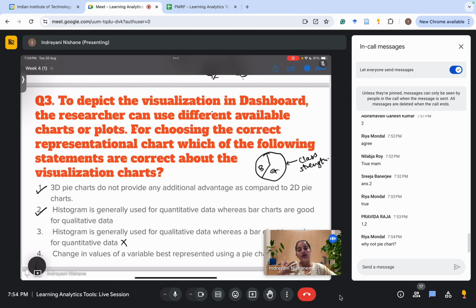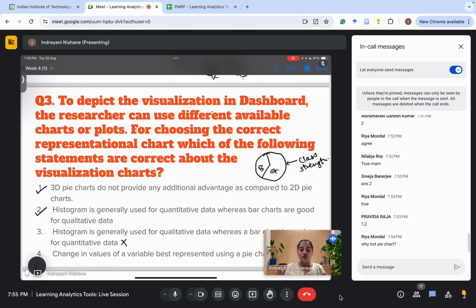When we want to represent change in a variable, we would have to make multiple such pie charts, like over the week, what is the attendance in the class. You cannot depict that over-the-week information in a single pie chart. That will not give us the correct information, whereas we want to see the gradual change in attendance.